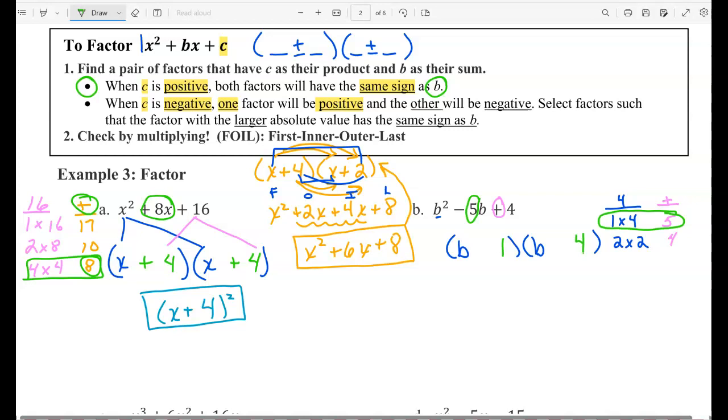So there's my match. I know my factors must be 1 and 4. And now I have to work on the signs, because notice with this one, I have a negative on the 5. Okay, but I still have a positive on the 4. So remember, this C they're referring to is the last position. Okay, so my 4 is a positive, therefore the factors will be the same, and they will be the sign that is on the 5, which is a negative.